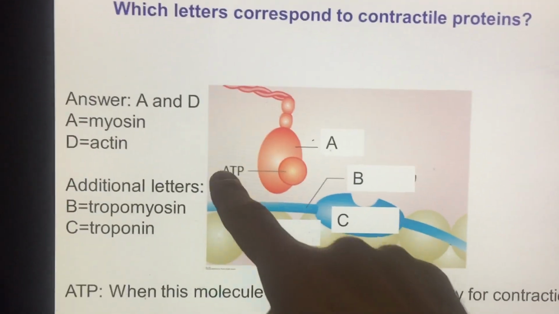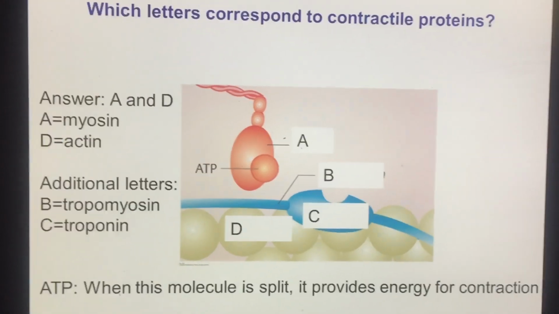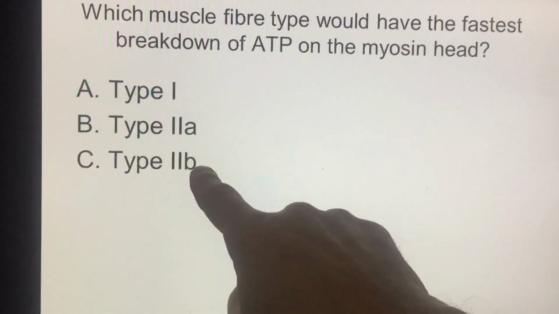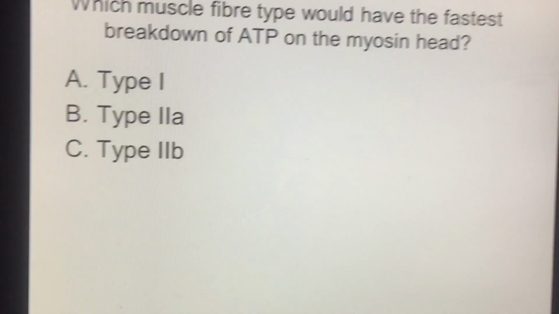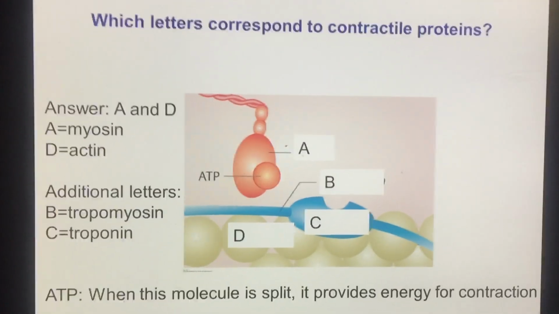The faster you can break down this ATP, the faster you can have contraction. So from this question, your fastest contracting fiber type is type 2B, next fastest is type 2A, and the slowest is type 1. And it all depends on how fast you can break down that ATP.